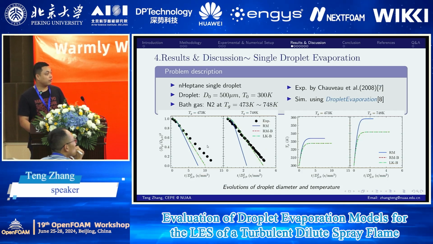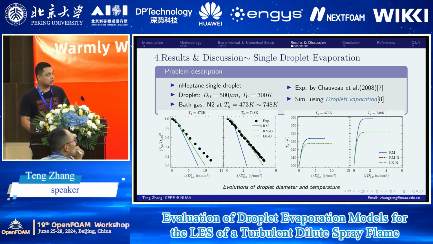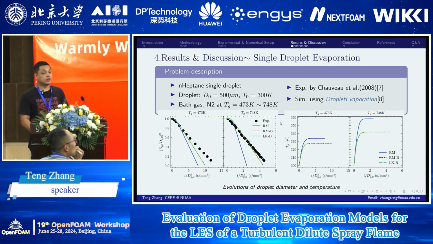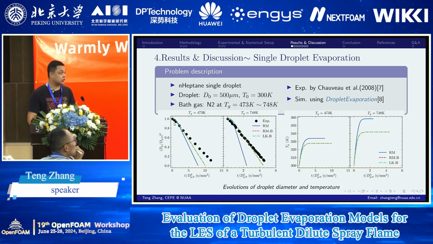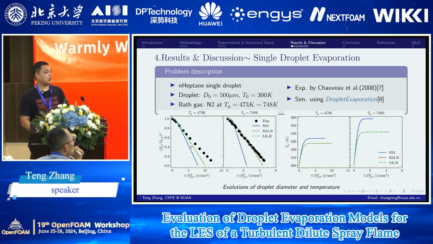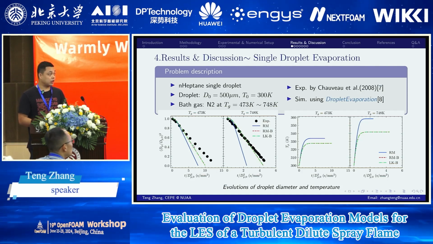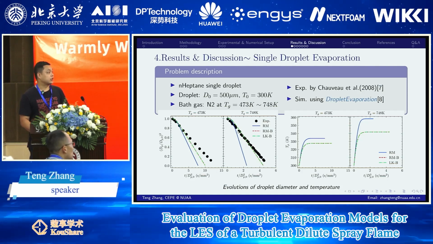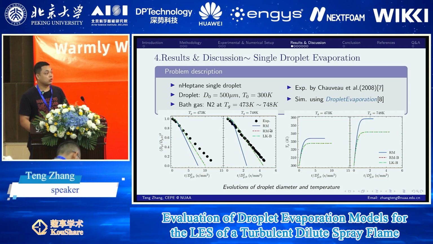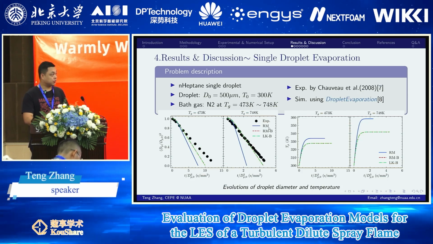So from these plots, we can see the rapid mixing model without burst correction predicts extremely high evaporation rates. But when taking into account the Stefan flow by using the burst correction, the RMB and the LKB model have the same results.